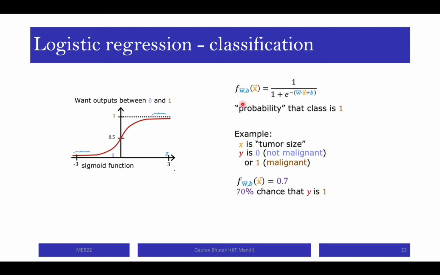Now this is a good function, because whatever regression I do, whatever w's and b I calculate, I can calculate them in such a way that when I put that into this function to calculate f, that f will vary between 0 and 1. So the interpretation of this f that I will get is a probability.